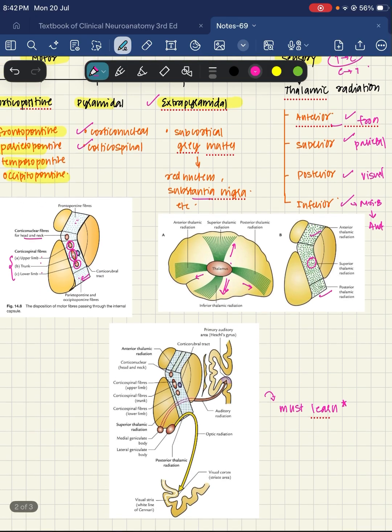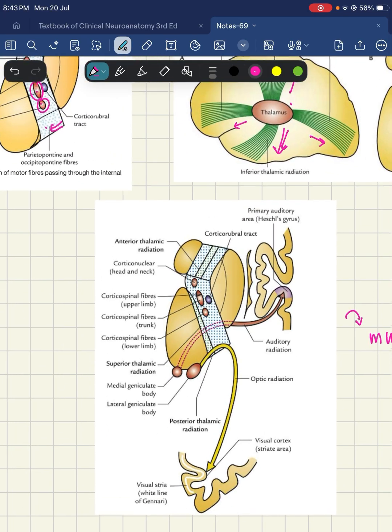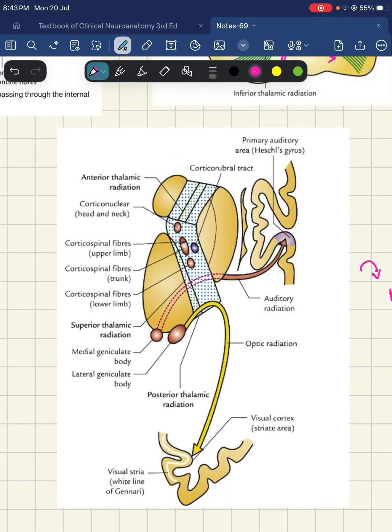This diagram is very important, so remember the relations through this. I'll see the thalamic radiations first. This one over here is the thalamic radiations. We can see this is the anterior radiations, and then the posterior radiations is the one which we can see over here. This posterior radiations is passing through the sublentiform part, and it is reaching the visual cortex.